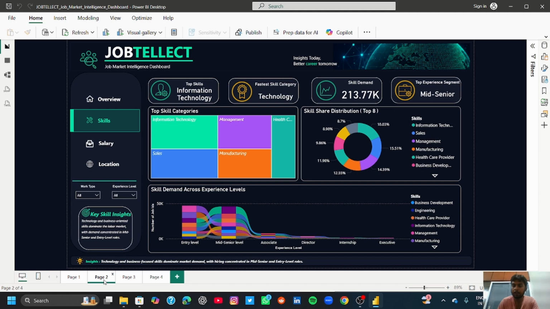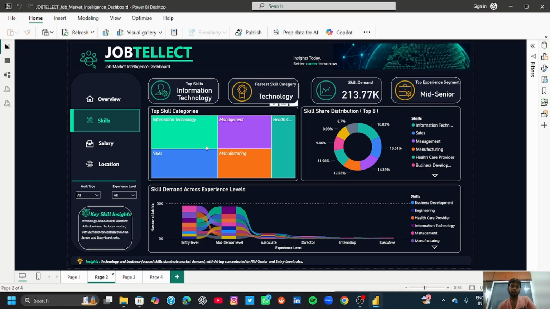skill-based view, where we can see the four major KPIs, which show that information technology is the most demanded skill here. And also the fastest growing is technology, which means the skill which has grown fast is technology. The demanded skills count is about 213.77K, and also the experience segment is mid-senior level.